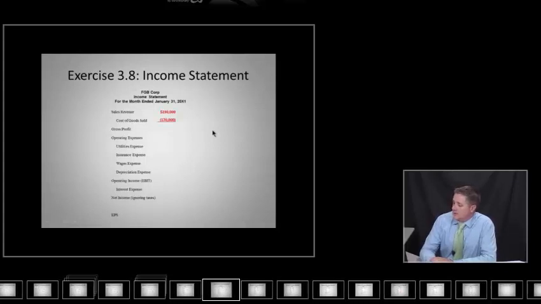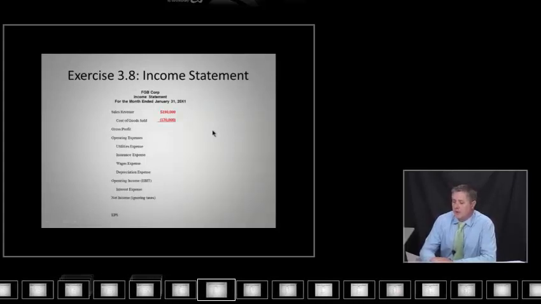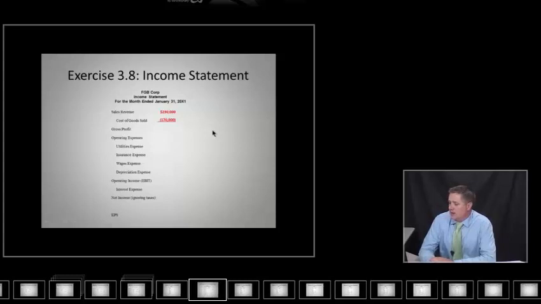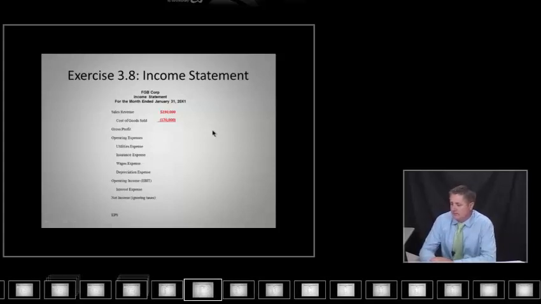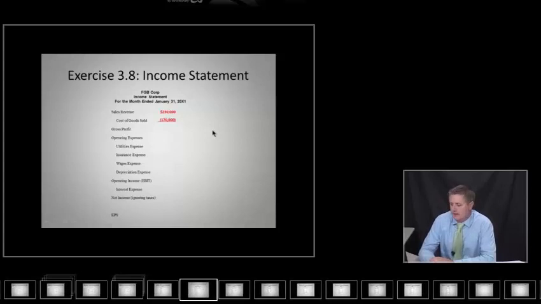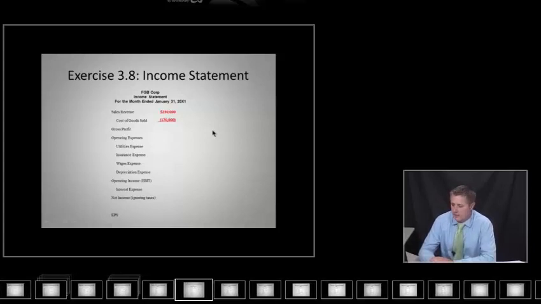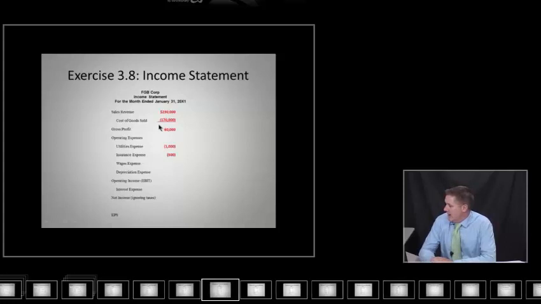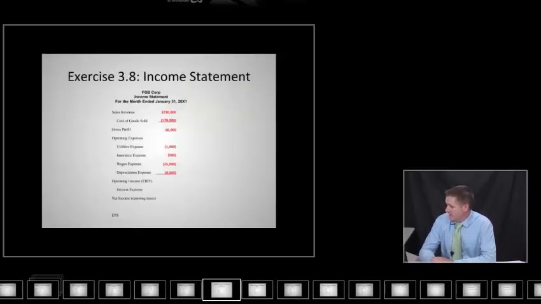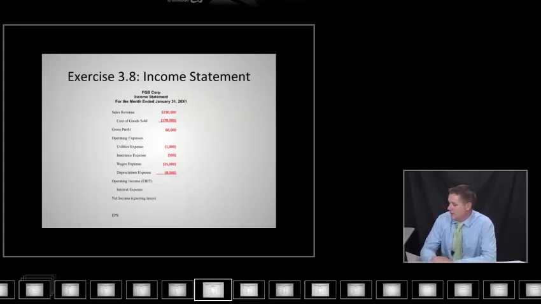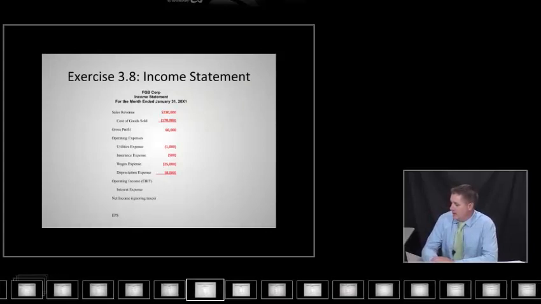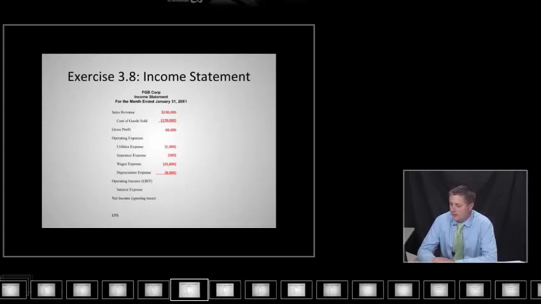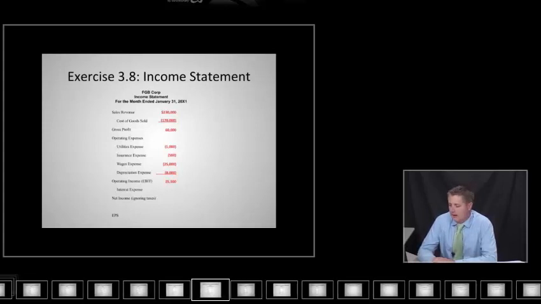So we would report our sales revenue, and more appropriately, this would probably be reported as net sales revenue. We would subtract our cost of goods sold of $170,000. So our gross profit would be $60,000. Then we would deduct our operating expenses: utilities expense, insurance expense, wages expense, and depreciation expense. After deducting all of those from gross profit, we would come up with operating income, sometimes referred to as EBIT, earnings before interest and taxes, of $25,500.